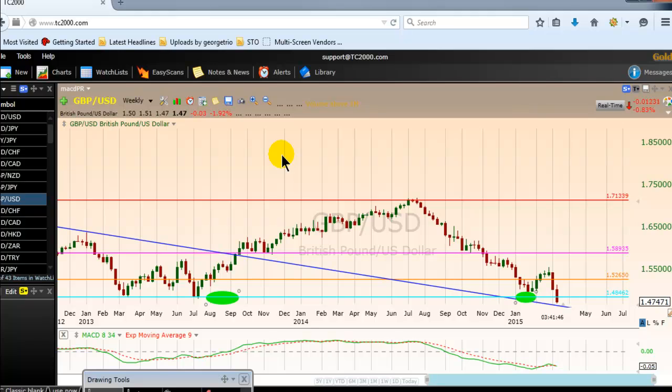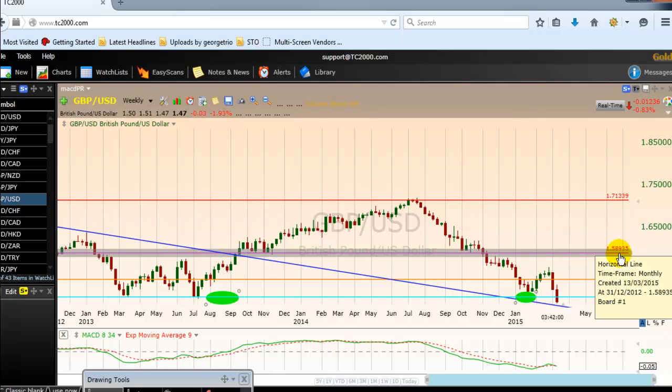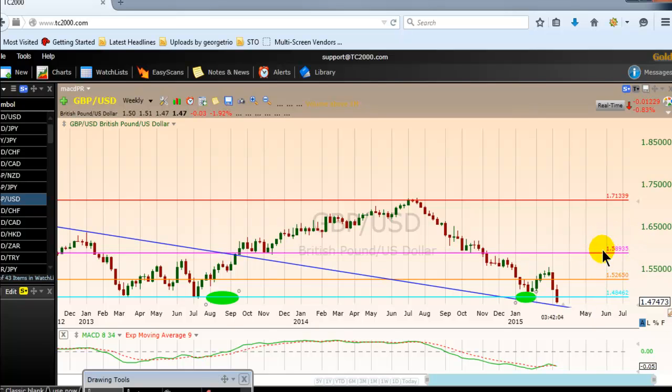The long-term equilibrium price level for the pound-dollar currency pair is at 158.93. It's the pink line here, 158.93. Do not forget this level throughout 2015. The price may not come back to retest it, but we want to know where it is, so if the price comes near it, we know exactly what is taking place.